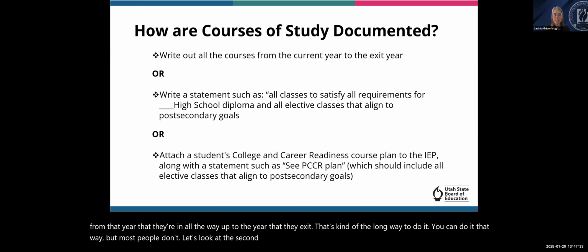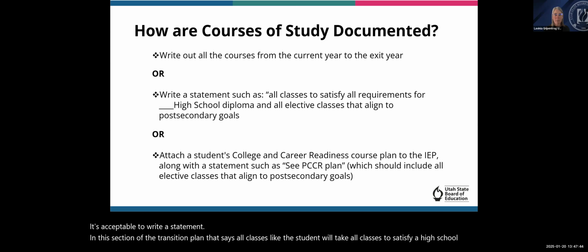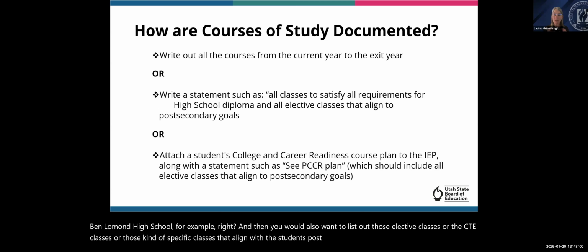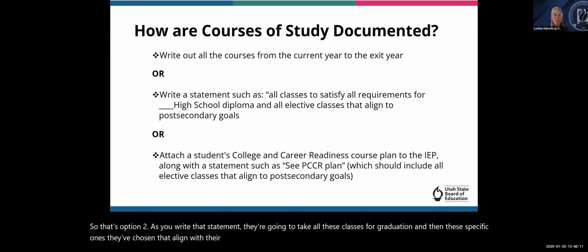It's acceptable to write a statement in this section of the transition plan that says the student will take all classes to satisfy a high school diploma at Ben Lomond High School, for example, right? And then you would also want to list out those elective classes or the CTE classes or those specific classes that align with the student's post-secondary goal. So that's option 2: you write that statement. They're going to take all these classes for graduation, and then these specific ones they've chosen that align with their interests.